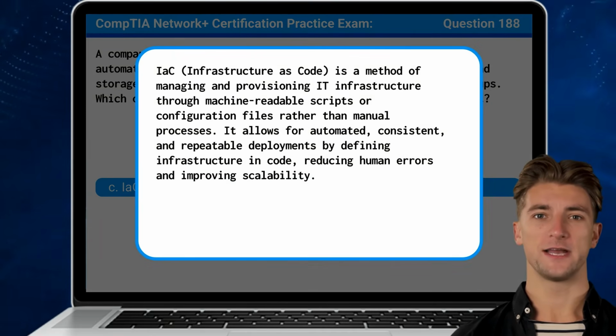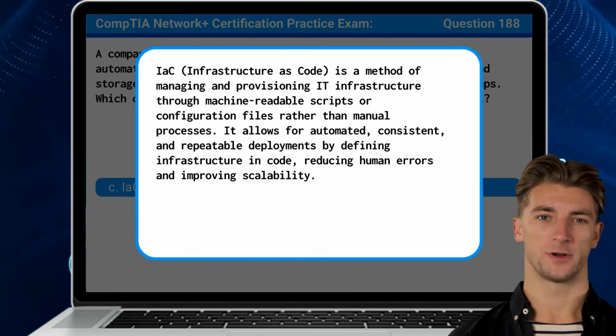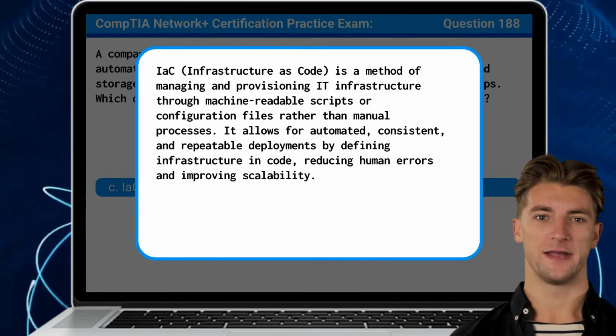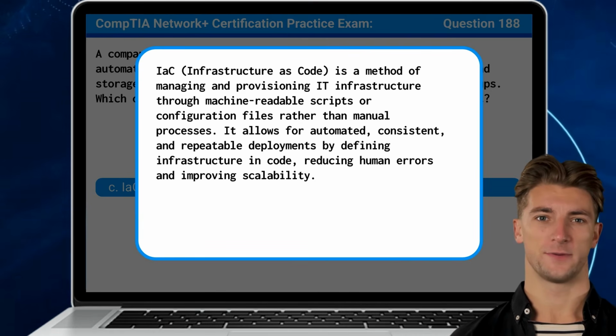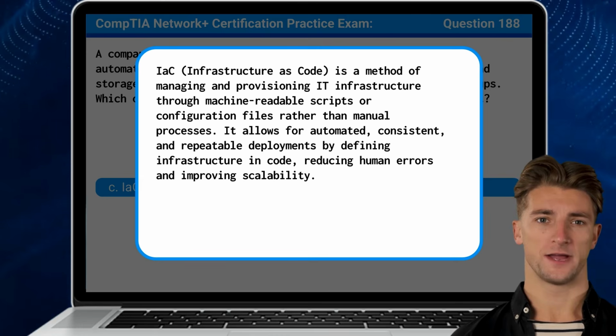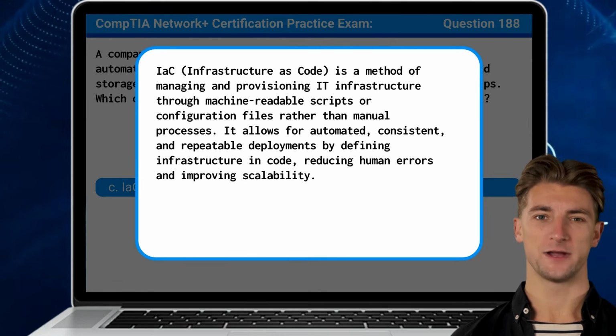IAC, or Infrastructure as Code, is a method of managing and provisioning IT infrastructure through machine-readable scripts or configuration files rather than manual processes. It allows for automated, consistent, and repeatable deployments by defining infrastructure in code, reducing human errors, and improving scalability.